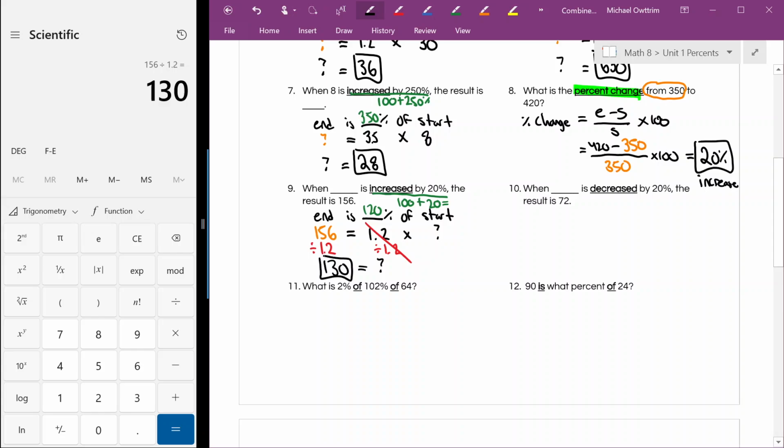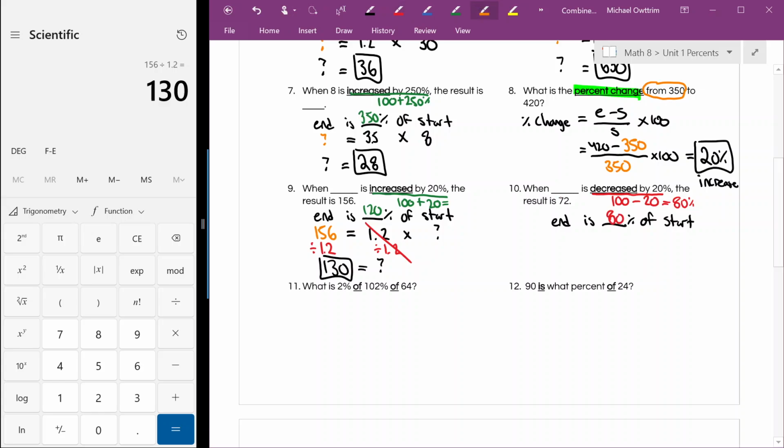Take a look at number 10. Again, this is similar to question 9, where we don't know that start value, but we do know the end value. The only difference in question 10 is that we're decreasing, so of course we'll be subtracting that 20% from 100. And then we can say our end value is our 80%, it will turn out to be, of our start. And I'll fill in that 80.